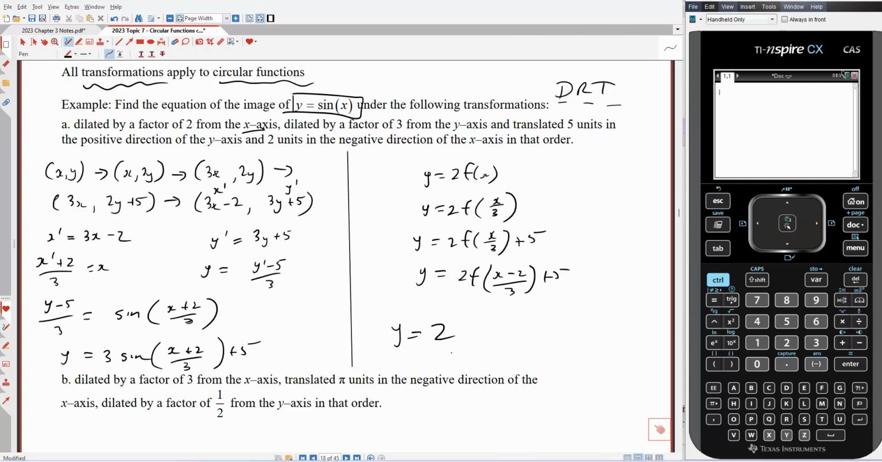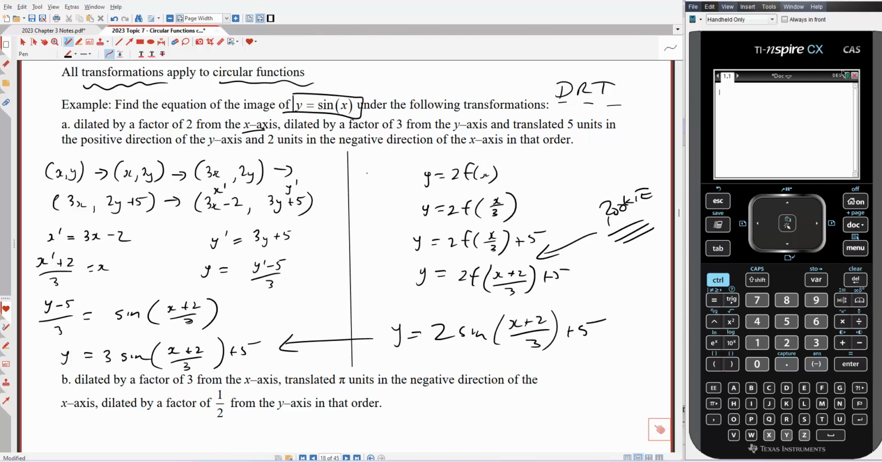Alright, so all we're going to do is sub that in, so it's going to be y equals 2 f of that value, which means 2 sine of (x take away 2) on 3 plus 5, which is, ooh, it's not the same. What did I do wrong? Ooh, where did I go wrong? 5 units in the positive direction. Why did I get this one wrong? What's happened here? Oh, 5 units in the positive, 2 units in the negative direction. Okay, so there you go. So plus, plus. So rookie mistake.